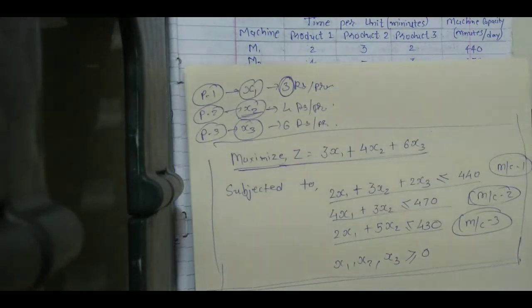Now to solve these types of problems, there are different methods like the graphical method for two decision variables, the simplex method, the big M method, and the two-phase method, which we are going to learn in further lectures.